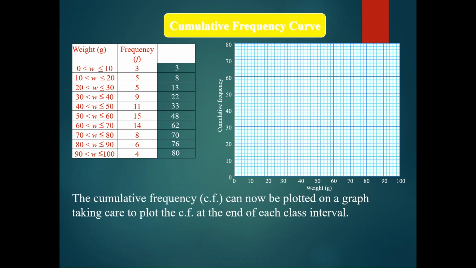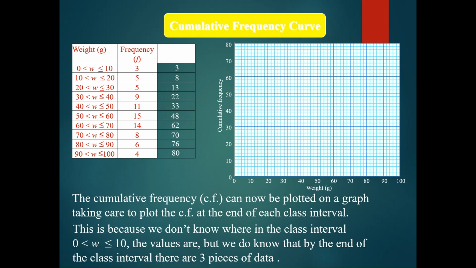The cumulative frequency can now be plotted on a graph, taking care to plot the cumulative frequency at the end of each class interval. This is because we don't know where in the class interval 0 < w ≤ 10 the values are. But we do know that by the end of the class interval there are 3 pieces of data. This simply means that for the first one, we would be having 3 at x equals 10.